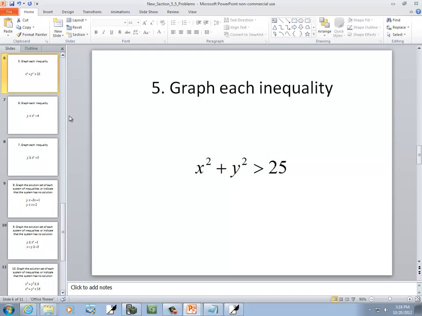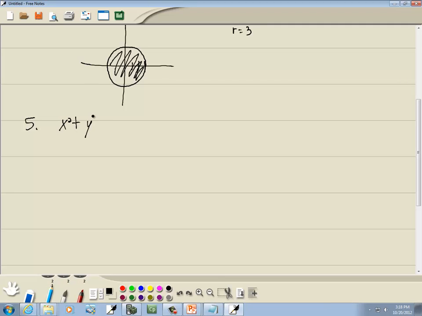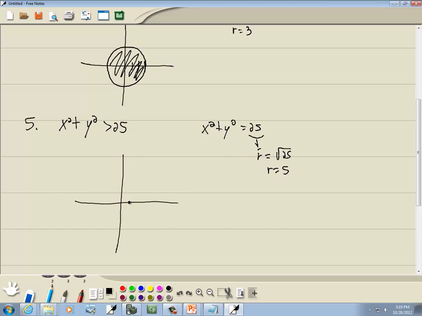Okay. So we got x squared plus y squared is greater than 25. Again, if I ignored the inequality, we'd have x squared plus y squared equals 25. And this is, again, a circle with a center at the origin. And this would be our radius, and we'll take the square root of that. So square root of 25 is 5. So I'll come here, go out a distance of 5. It's a greater than, which means it's a dotted line. So I have a dotted line going around. And it's a greater than, which means I shade outside of the circle.